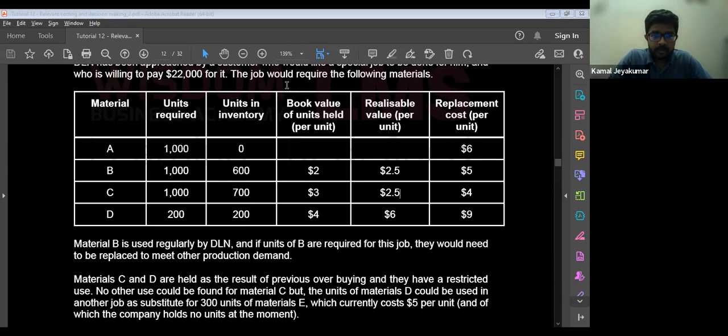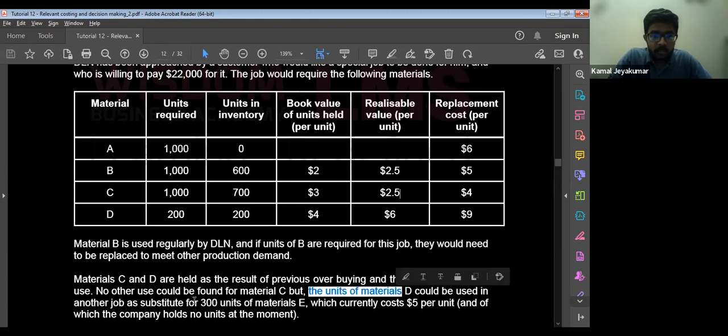Okay, great. So that's clear. Now we are moving on to material D. You need 200 units. You have 200 units in your inventory, right? And they have told you that this material is held as a result of previous overbuying and it's not used on a regular basis. So you don't have to replace it. Right now, let's check whether there is any other use.